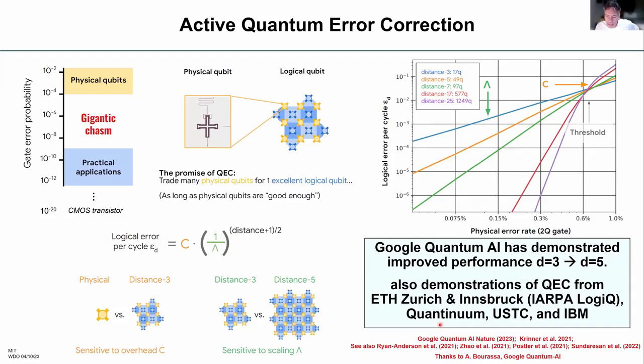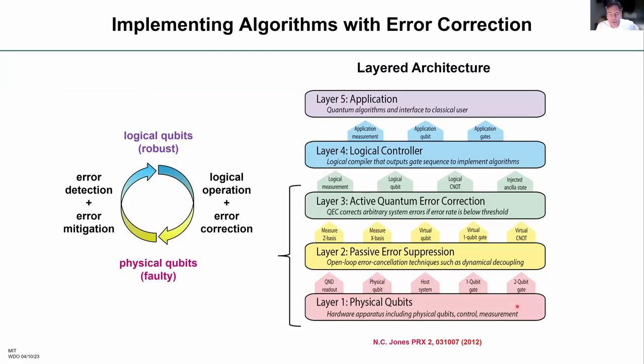So Google Quantum AI, from whom I borrowed this slide, they've demonstrated improved performance going from distance 3 to distance 5. And there have been also demonstrations of error correction from other researchers worldwide at Zurich, Innsbruck, Quantinuum, USTC, and IBM. So we're really at the verge of doing this, but this is so important to achieving commercial quantum computing at scale. So I just want to give in the last few minutes an intuition for what this error correction involves.